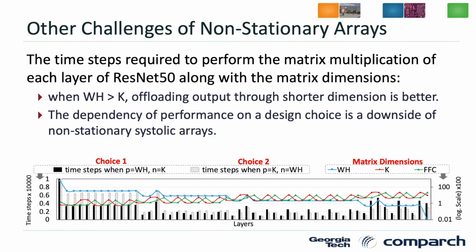This slide illustrates such a challenge by showing the time steps for processing layers of ResNet 50 along with the matrix dimensions for two different choices about how to push inputs into the systolic array and how to offload the output. As the figure suggests, depending on the matrix shape, one design choice could be better than the other, which complicates the application of the non-stationary systolic arrays. For more details, please refer to the paper.